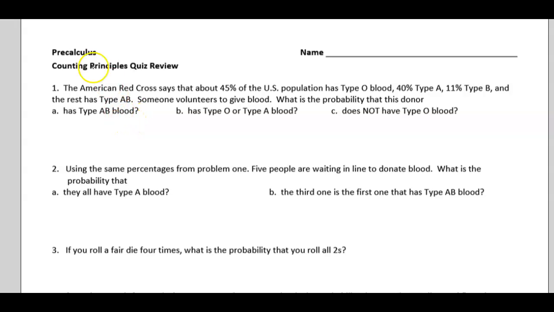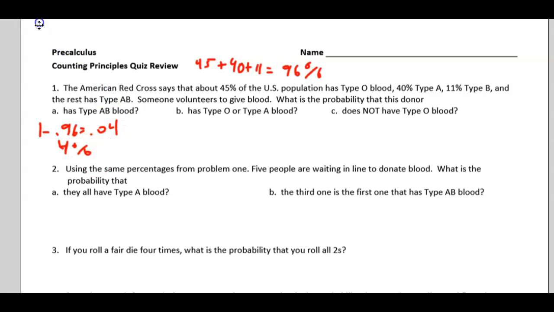Alright, so AB blood, right? It says the rest is AB blood. Well, we know type O is 45, type A is 40, and type B is 11. Well, that right there is going to be 96%. So if I do 1 minus 0.96, it's going to give me 0.04 or 4%. So 4% of the population has AB.